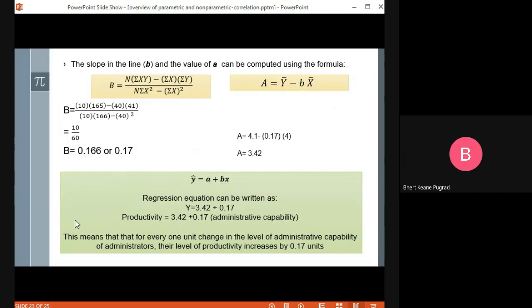So what do we mean by this score? This means that for every 1 unit change in the level of administrative capability of administrators, their level of productivity increases by 0.17 units. So in a 1 unit change, when their productivity scores increase, their administrative capability should also increase, or will also increase.